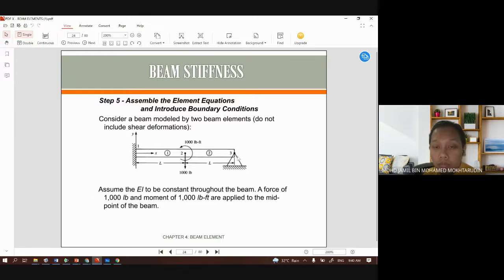So assume that the EI to be constant throughout the beam. So EI is constant, and the force of 1,000 pound applied downward, and a moment of 1,000 pound feet.